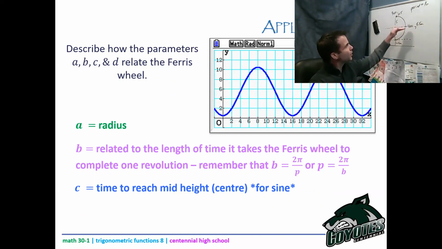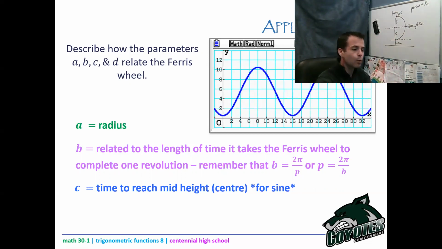The other thing I want you to see right away is that if we're starting at the bottom, the sine graph starts a quarter of the way away. And that's good to know, because sometimes then you don't even have to draw it. If you know your period is 16, you can just say, a quarter of 16 is 4. My sine graph will start at 4.